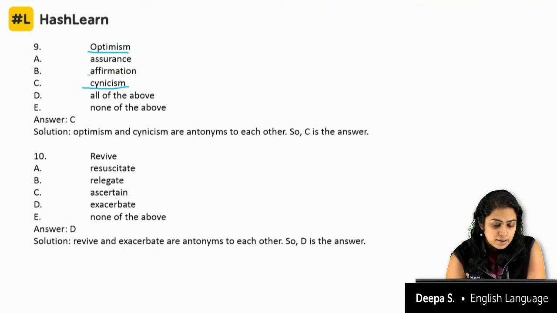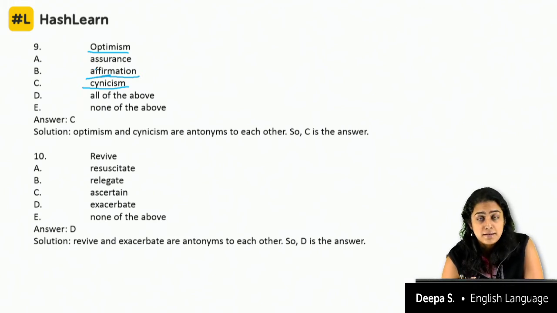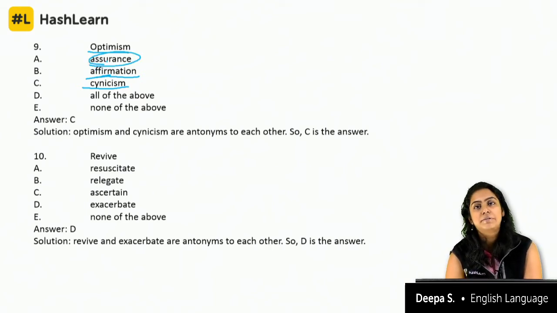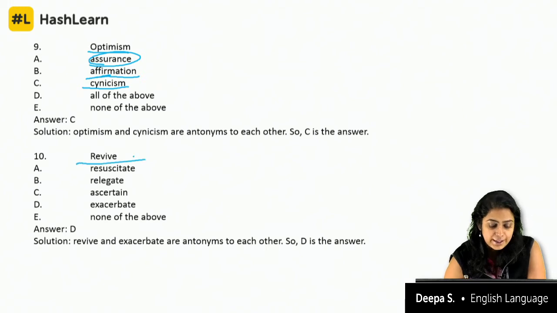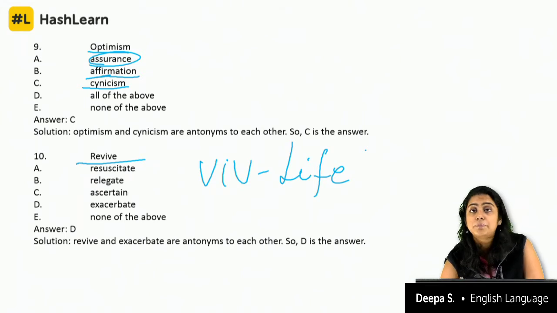Look at the other ones. Affirmation. Affirmation is saying yes, you affirm, you say yes to something, you give your consent, okay. So that is affirmation. Then there is assurance, okay. So you assure someone, yeah, you're right, okay. So you give some strength, support to a statement, you assure. Revive, as I said, VIV is the root word for live, okay.